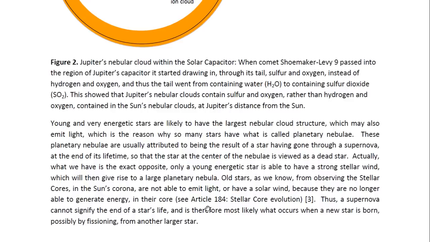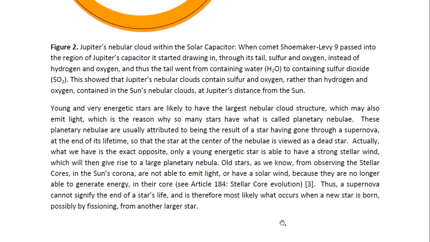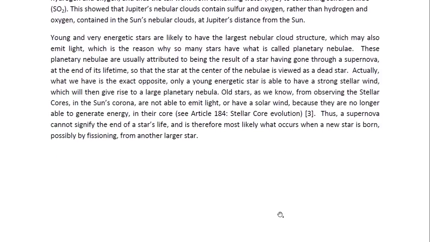Only a young, energetic star is able to have a strong stellar wind, which will then give rise to a large planetary nebula. Old stars, as we know from observing the stellar cores in the sun's corona, are not able to emit light or have a solar wind because they are no longer able to generate energy in their core. And you may look at article 184 entitled Stellar Core Evolution for more details on that. Thus, a supernova cannot signify the end of a star's life, and is therefore most likely what occurs when a new star is born, possibly by fissioning from another larger star.